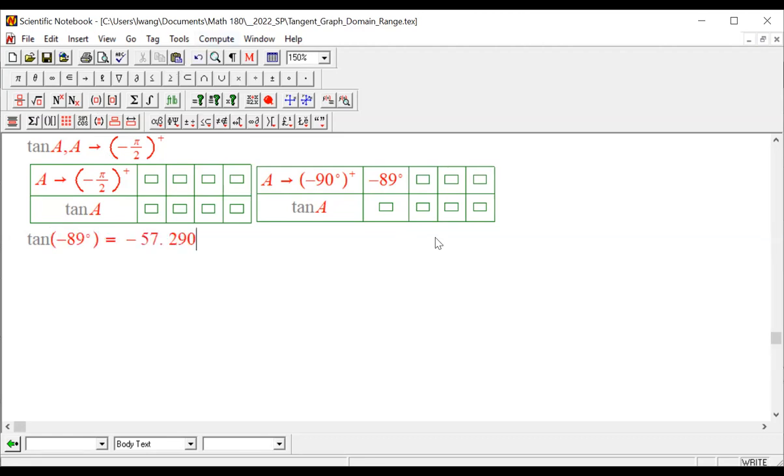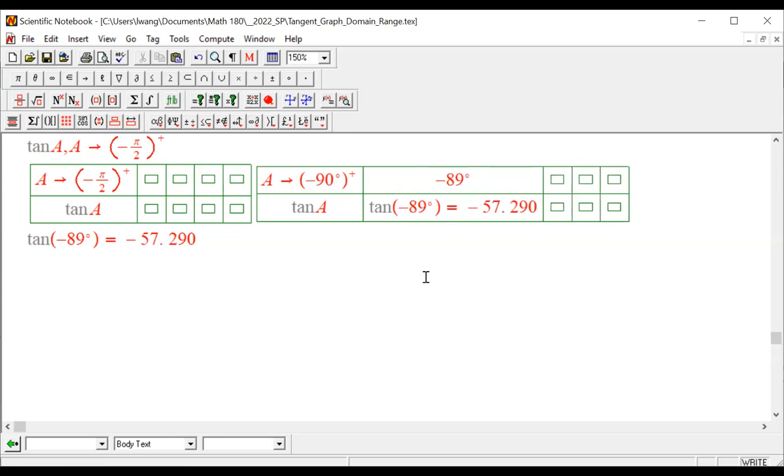There, you see, negative 57. So it's going downward. It's a negative number, okay? So how about we try negative 89? We're getting even closer to negative 90 degrees. So 89.9 degrees, how about that? It's even closer, right? And now what do we get?